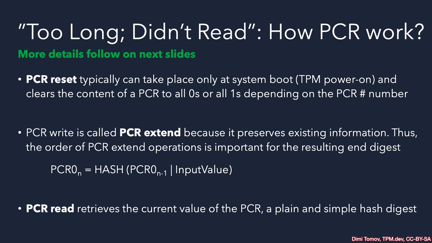We already learned that PCRs are just memory registers that can hold a hash digest. What happens at system boot or TPM power on is that all of these PCRs get reset to either all zeros or all ones depending on their PCR number. And this is defined in the TCG spec, and we'll talk more about this later in this lecture. As a user of the system, there are exceptions for some PCRs when you can perform a reset.